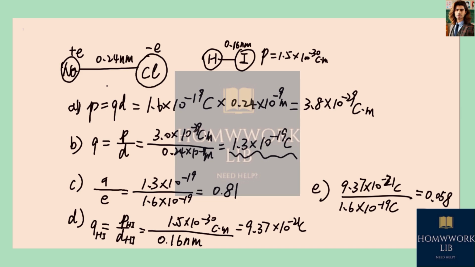So why are the answers so different? Because they form two different types of bond, and the bond in hydrogen iodide is a lot weaker compared to sodium chloride.